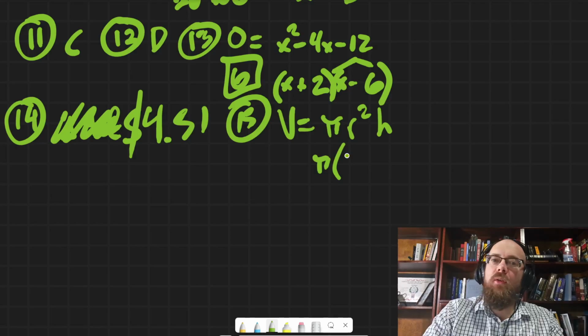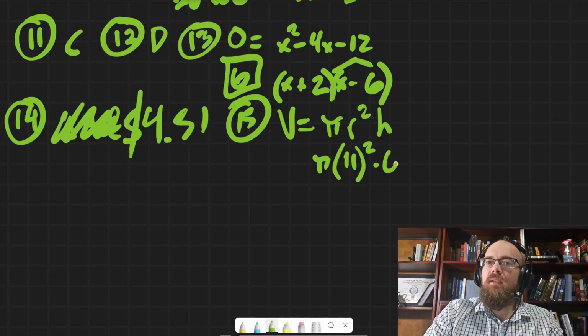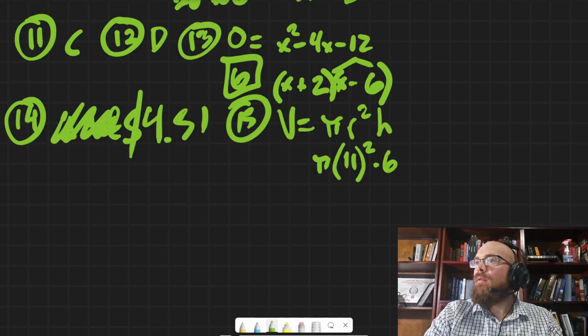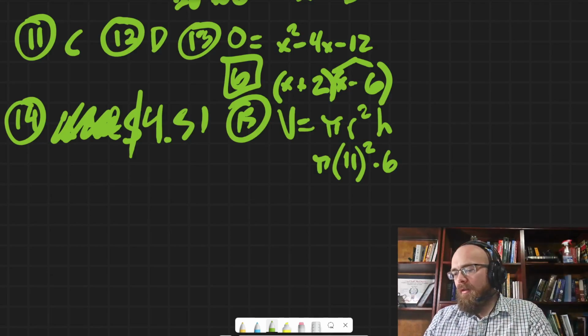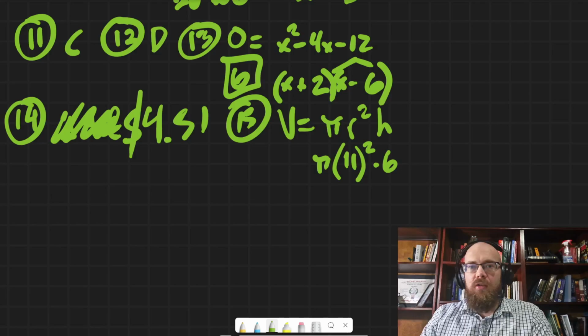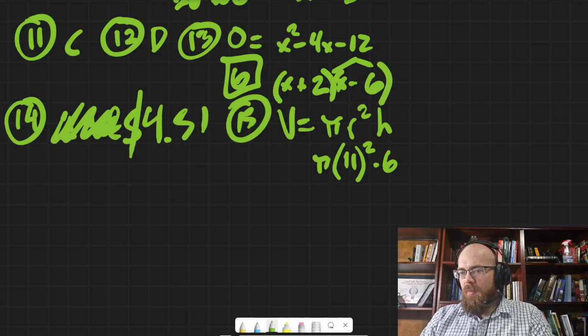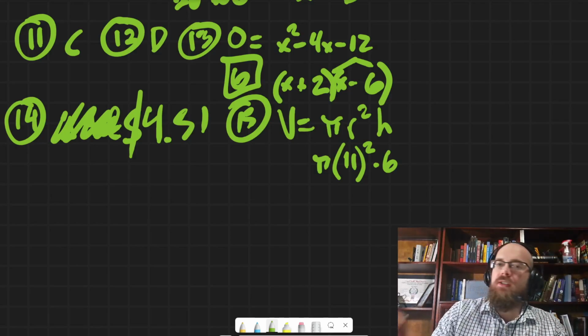Diameter is 22, so that's a radius of 11. And that's times 6 for the height. Volume. Oh, and they actually include pi in the answers, so I'm not going to use the pi, just do 11 squared times 6, so 121 times 6. Oh, come on, 121. I don't like this calculator that much. Times 6. 726 is what I got, which is C.